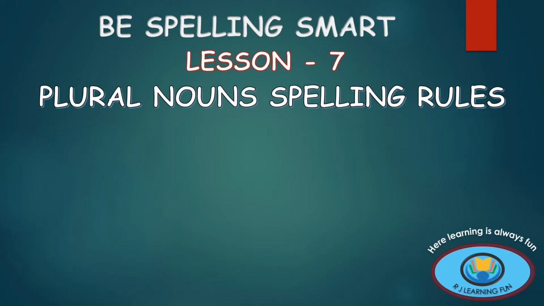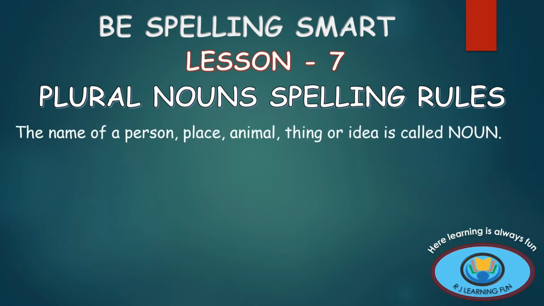Today in the series of Be Spelling Smart Lesson 7, we are going to look into some simple rules regarding pluralization. But before that, let's take a quick recap of what is a noun, what are singular and plural nouns. The name of a person, place, animal, thing or idea is called noun.